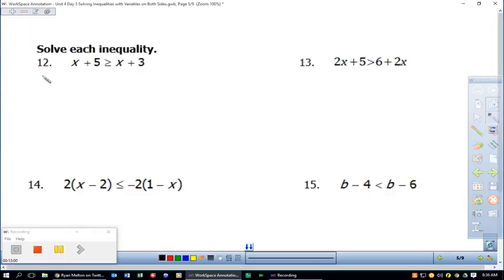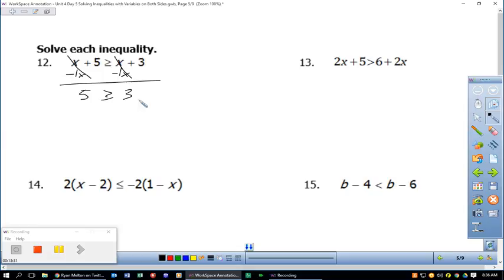Alright, number 12. To the right. Okay, number 12. X plus 5 is greater than or equal to x plus 3. How about subtract? Could subtract 1x. That's 0x. That cancels out. We have two 0 pairs. We get 5 is greater than or equal to 3.